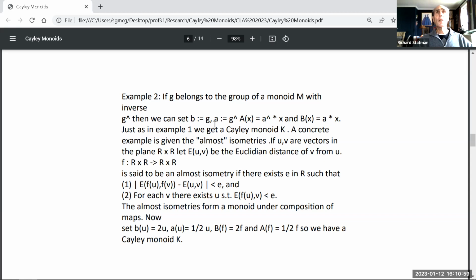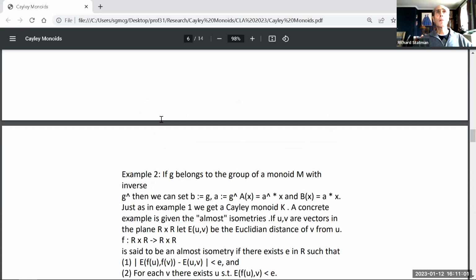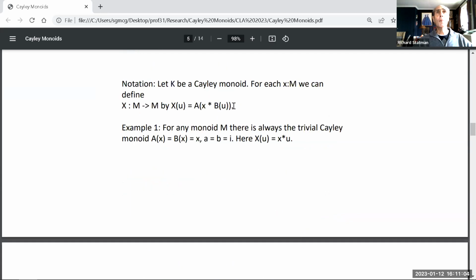If you look at the definition again of this mapping, that's G times U times X. That's G inverse times that. So what we're doing is conjugating X by G inverse.